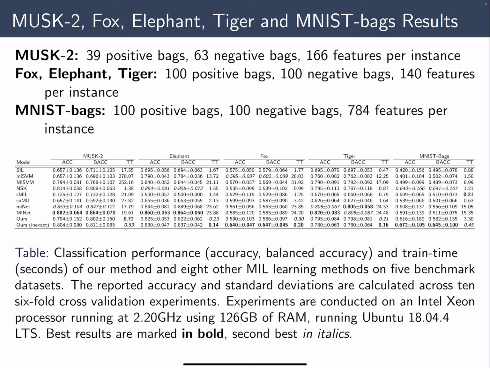We test our approach against the Musk2, Fox, Elephant, and Tiger datasets, which are standard multi-instance learning benchmarks in the field. Additionally, we construct the MNIST bags dataset, which contains bags of MNIST digits and is trained to recognize whether a bag contains the digit 9 or not. We can see from this table that our approach, although it is not the best in every case, has comparable performance while having low train time.